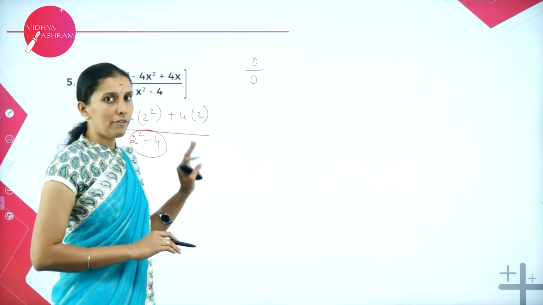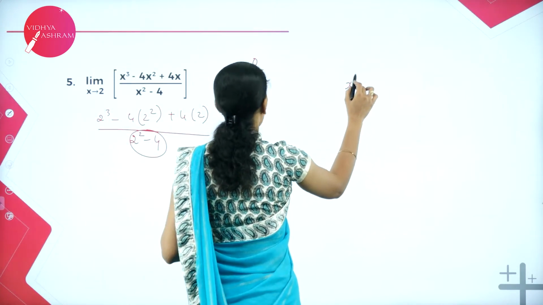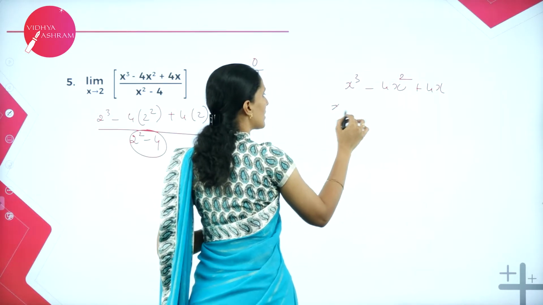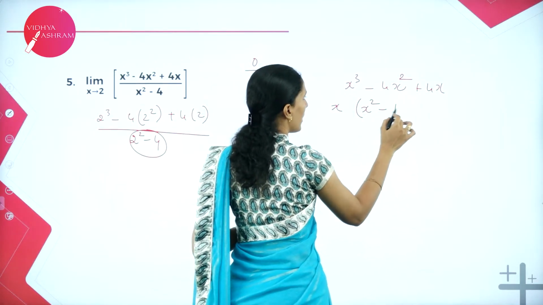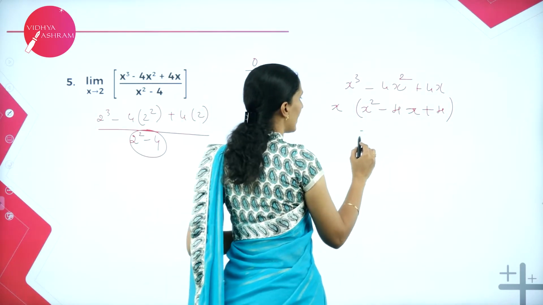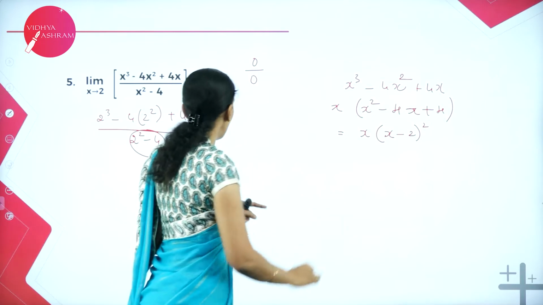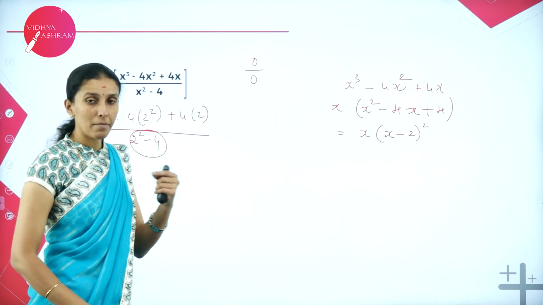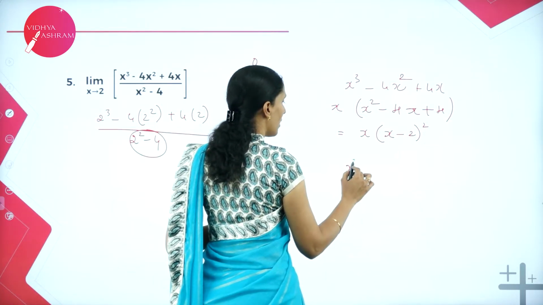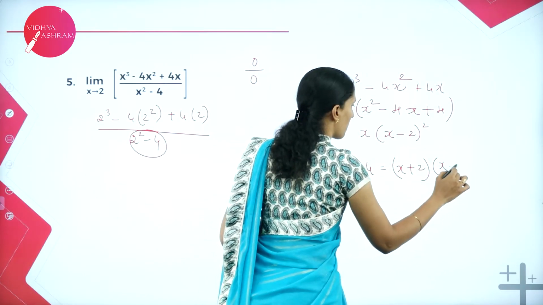So we will rewrite the function by splitting it. Observe the numerator: we have x cube minus 4x square plus 4x. Take x as a common factor. You will get x square minus 4x plus 4, which can be written as x into x minus 2 whole square. Similarly, the denominator is in the form of a square minus b square, the standard identity. Therefore, x square minus 4 can be written as x plus 2, x minus 2.